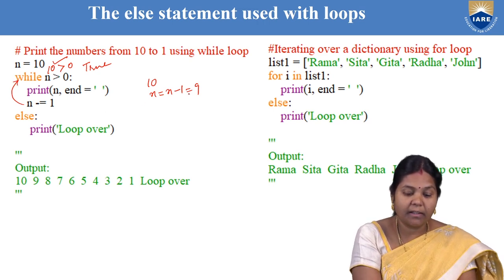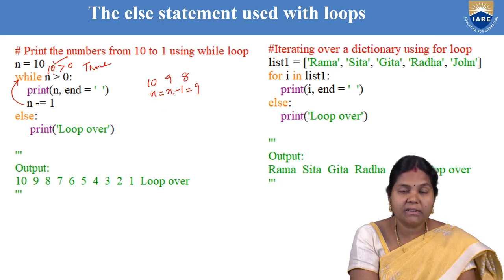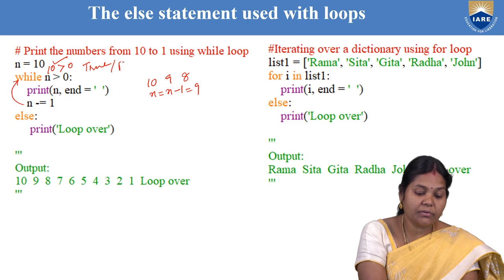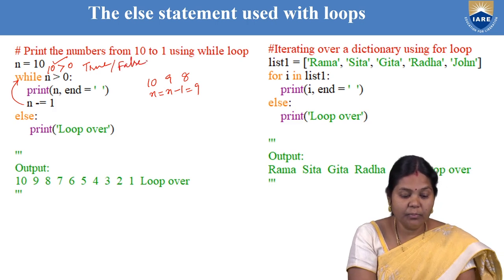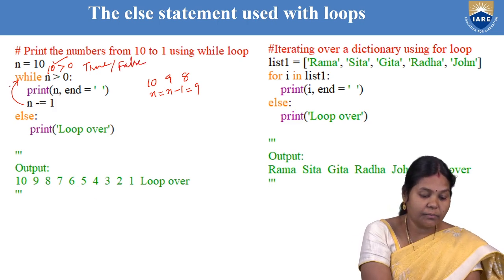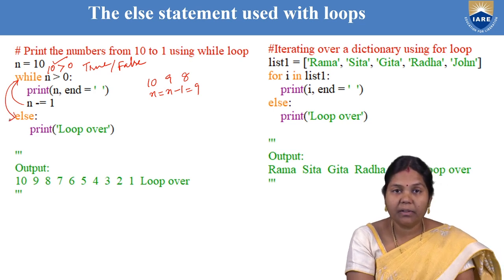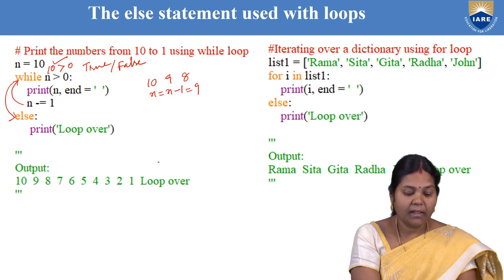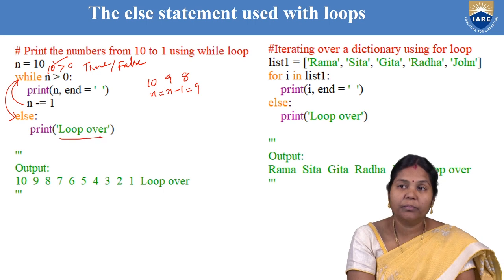Then it will print 9. Then it will print 8. Every time the number is printed and the number is decremented by 1. So this process continues. When the number reaches 0, the while loop condition becomes false. If the while loop condition is false, then it immediately comes to the else part. When the condition becomes false, it will come to the else part and it will display a message that the loop is over.